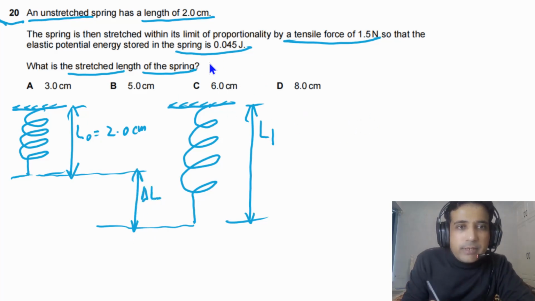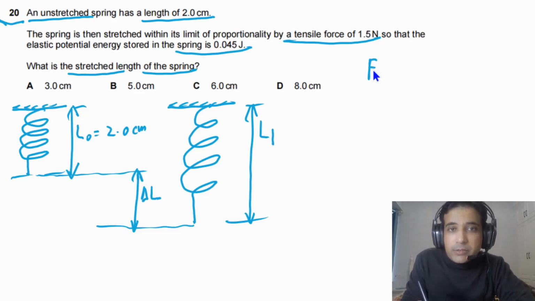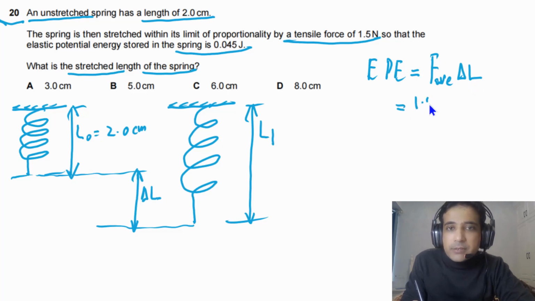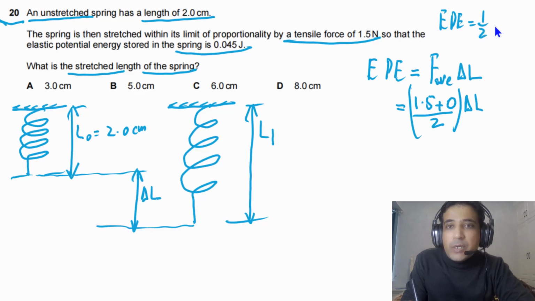Because the elastic potential energy is given to us. So EPE is equal to the average force times delta L. The average force is F max, that is 1.5, plus the initial force of 0, divided by 2, times delta L. Simply we are using this formula, so don't get confused. EPE is equal to 1/2 F max times delta L. Why do we use 2? Because we need to find the average force acting on the spring. I have written this so you can have a better understanding, not just memorize the formula.